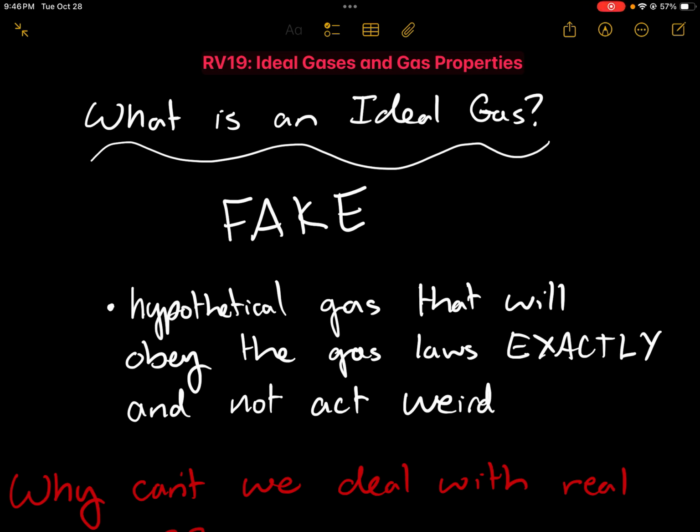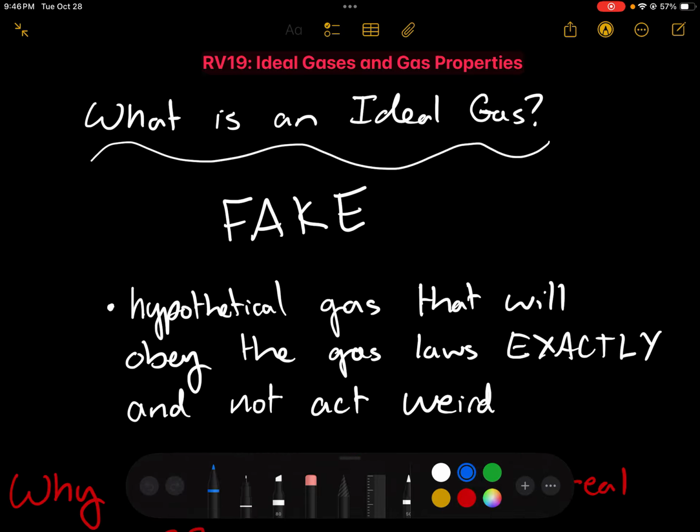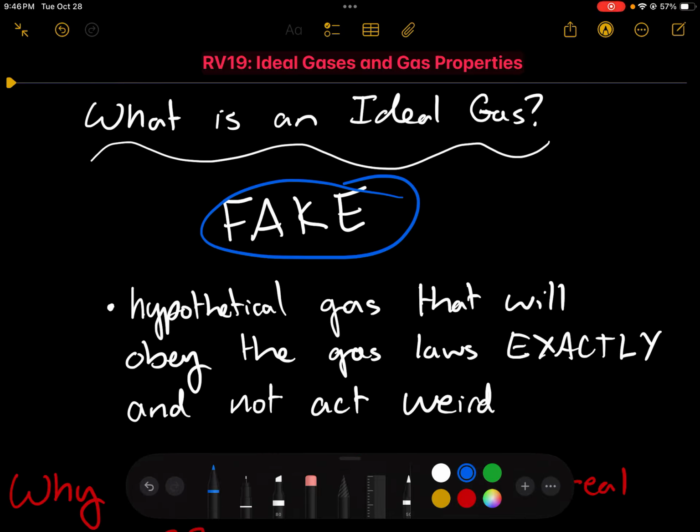All right, ladies and gentlemen, this is going to be review video 19, ideal gases and gas properties. So ideal gases are something that you would have heard of already if you took baby chem. But in terms of what is an ideal gas, first and foremost, ideal gases are not real. They are very fake. However, they do have their uses when we're trying to do calculations and figure out properties of gases.